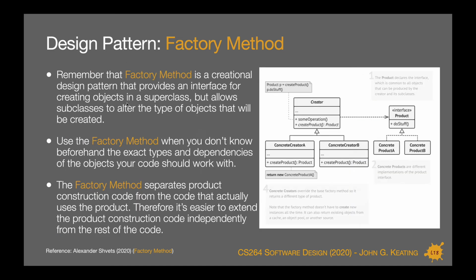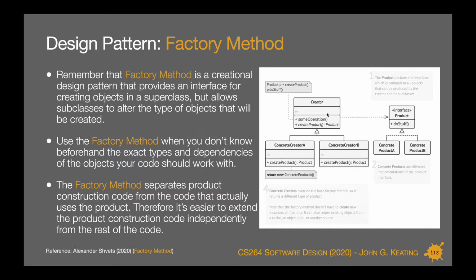So the whole point is that factory method is another creational pattern. It provides an interface for creating objects in the superclass, and allows the subclasses to alter the type of objects that will be created. So we use factory method when we don't know beforehand the exact types and dependencies of the objects that your code should work with. The factory method design pattern separates the product construction code from the code that actually uses the product, so it's easier to extend the product construction code independently from the rest of the code.